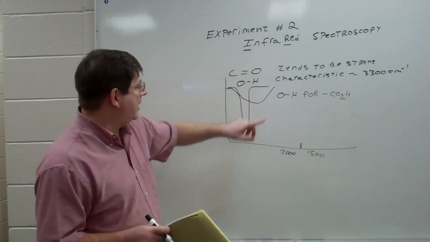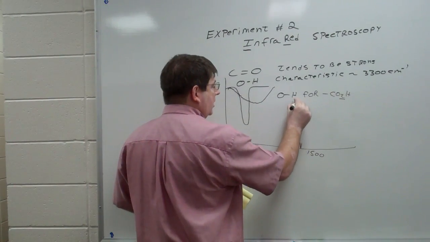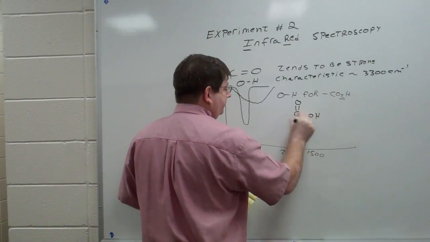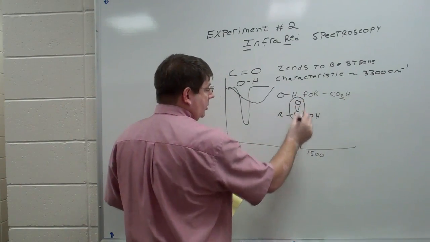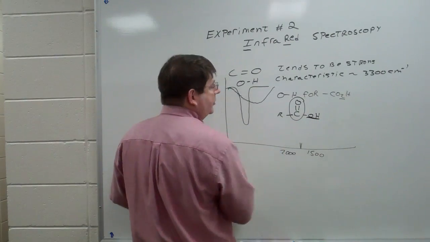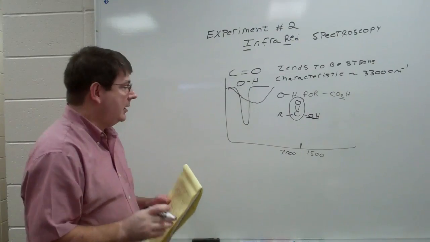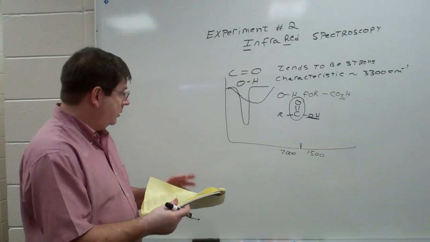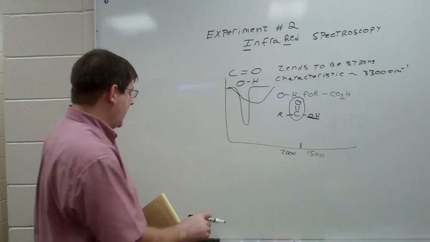However, for a carboxylic acid, not only will you see this type of stretch, but remember a carboxylic acid has this general structure. So you've got a carbonyl, so you should see something between 1500 and 2000. And then you'll also see the OH, which will appear something like this in the hydrogen region. Let's look at an example spectrum.